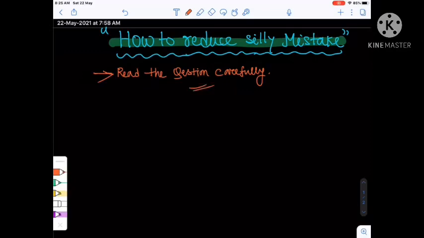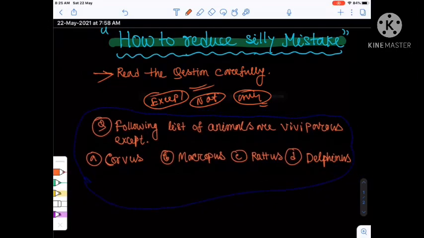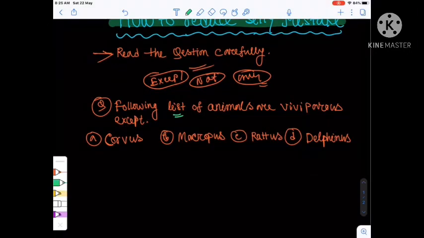In case of biology, this silly mistake happens. There are some words, for example, except, then the, not, then only. These are the words for which silly mistakes frequently happen. For example, this is a question: following the list of animals are viviparous except. Now you have to find the oviparous, right? Here 3 are viviparous and 1 is oviparous. You have to find the oviparous, and the answer will be this, corvus.